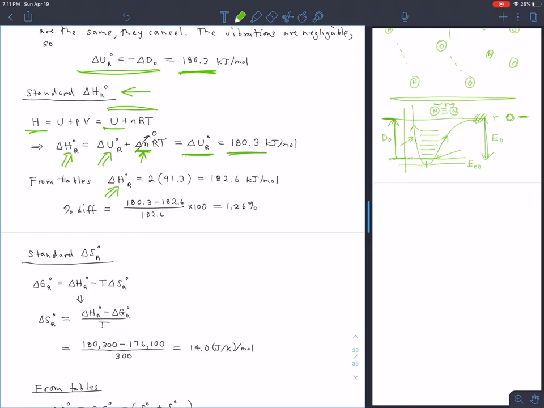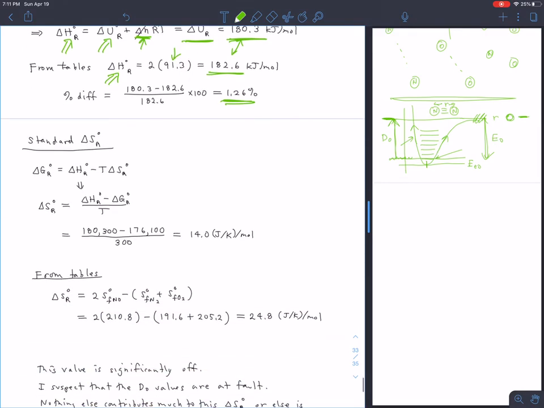Now let's calculate deltaH from the tables. DeltaH for reaction is a value that's in the tables. It's 91.3 for a single NO molecule, and 0 and 0 for the two elements, N2 and O2. That gives 182.6 kilojoules per mole. There's a small difference between the two, but it's only about 1%. So again, we're doing extremely well comparing experiment and theory.